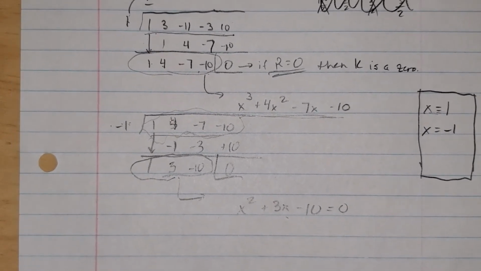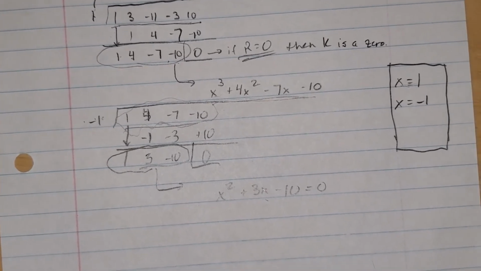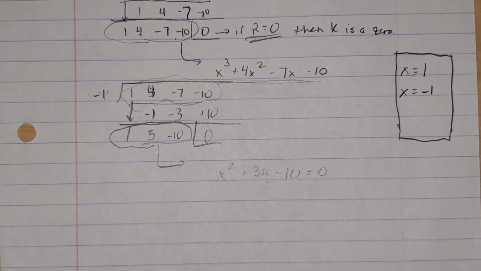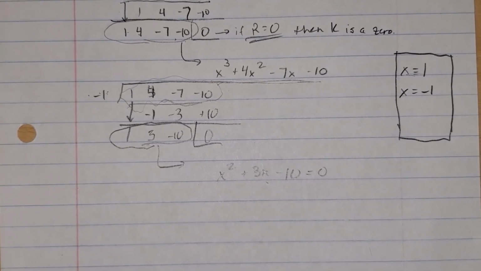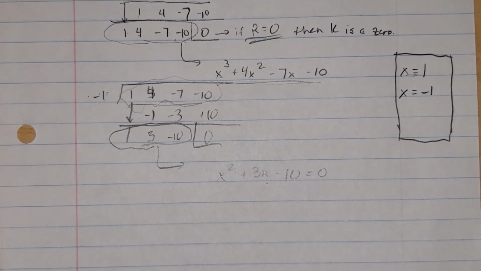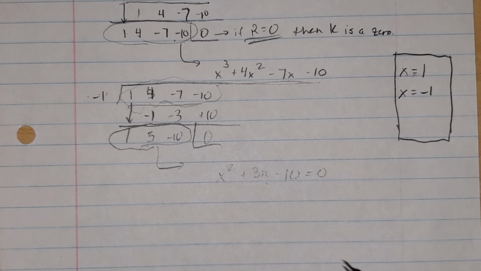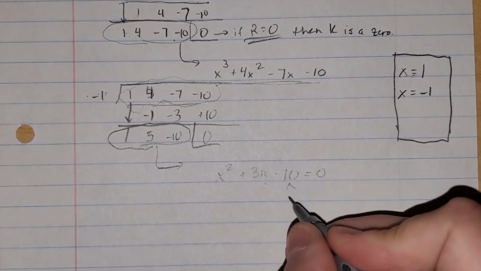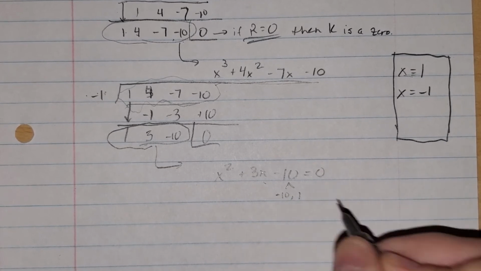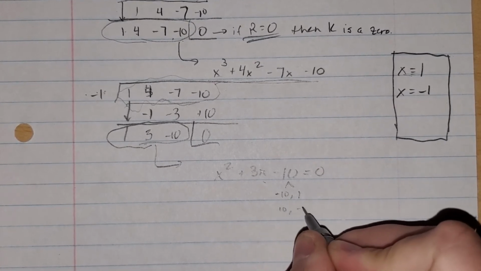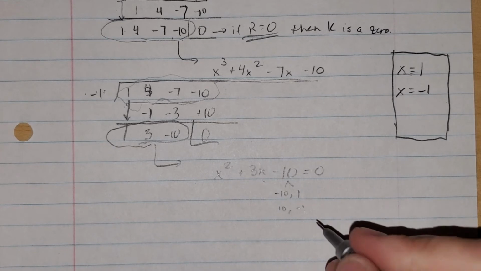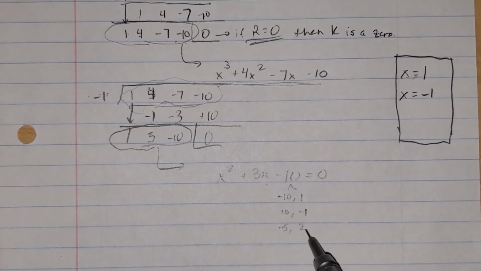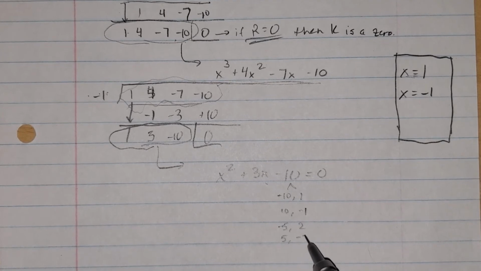And we spend a lot of time in math learning how to solve these things. You can factor this, you can use the quadratic formula, you can complete the square. And I'm a big fan of factoring just because it's so much faster than the quadratic formula. So I look at negative 10, and I say, what are the factors of negative 10? Well, you could have negative 10 and 1, or 10 and negative 1. You could also have negative 5 and 2, or 5 and negative 2.